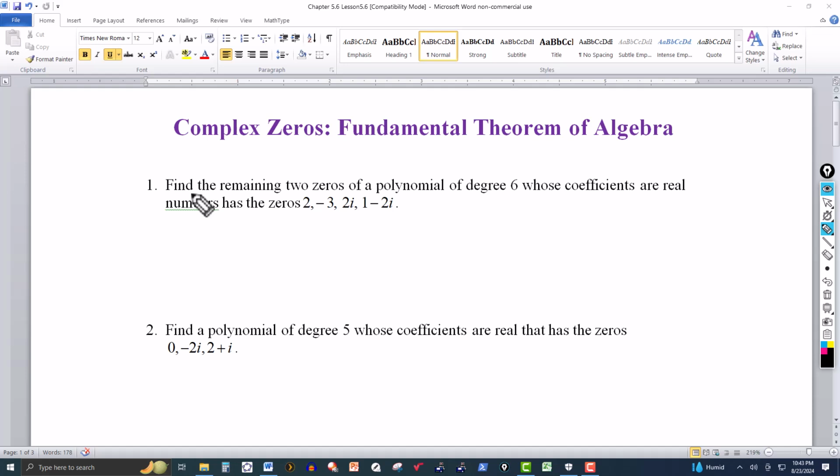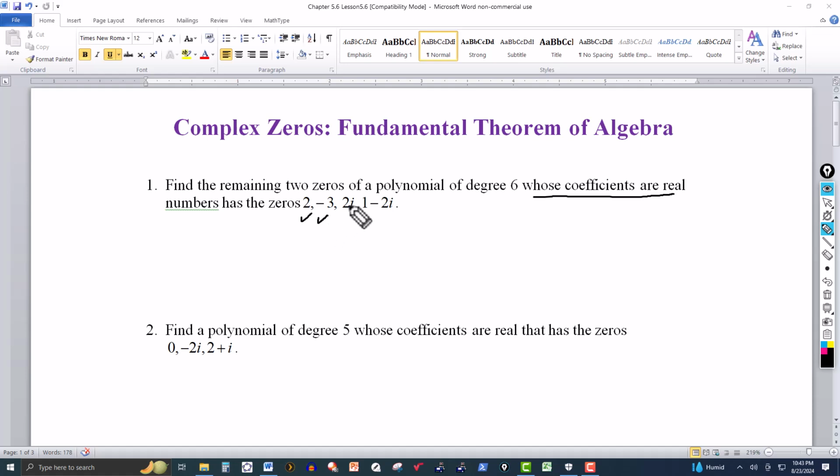So let's look at this first problem here. Find the remaining 2 zeros of a polynomial of degree 6, whose coefficients are real numbers. That's the theorem. This is called the conjugate zeros theorem. So it's degree 6. If it has degree 6, we expect 6 zeros. They could be repeated. But there you have 1. 2 is a 0, it tells me.